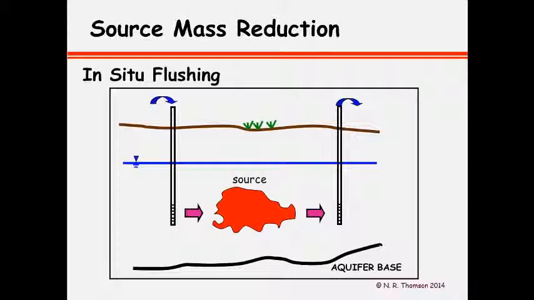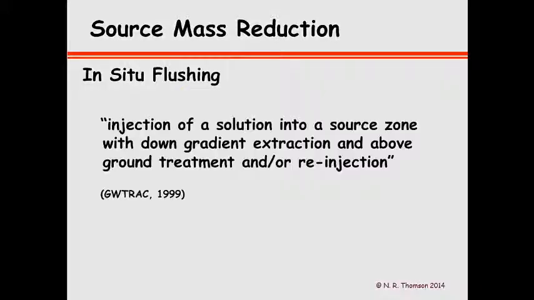A very convenient way to remove mass is through a process that involves in situ flushing. That is the injection of a chemical reagent in one well, the extraction in the other well, and the in situ flushing fluid would then flow through the source area. In situ flushing has been defined as the injection of a solution into a source zone with downgradient extraction and above ground treatment and/or re-injection.